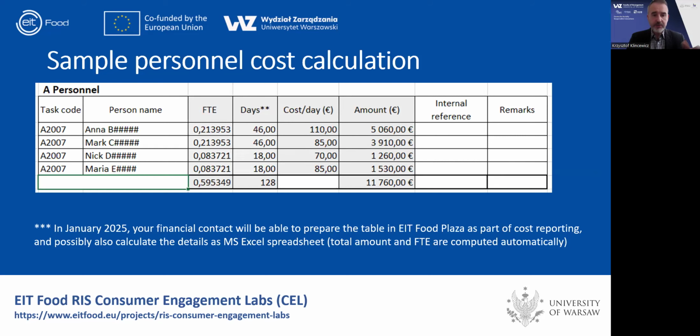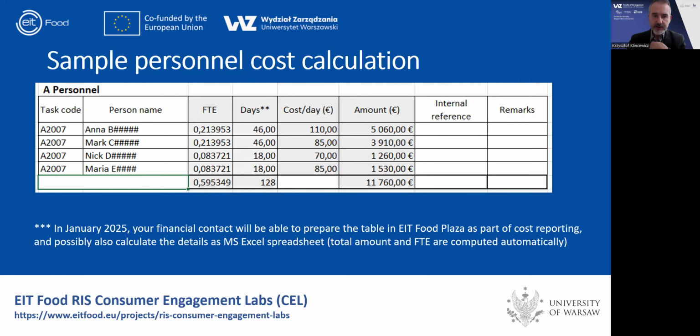So here, just to give you an example of what it could look like, by the end of the year, you might have 4, 5, or 6 members of the team. Each of those people will have a number of days that were reported as work on the project. This will be translated into so-called FTE, full-time equivalent, so a percentage of the full-time employment of a whole year. Not surprisingly, there might be numbers like 0.08. And you will need to calculate the average cost per day. And this is the basis for personnel cost calculations.